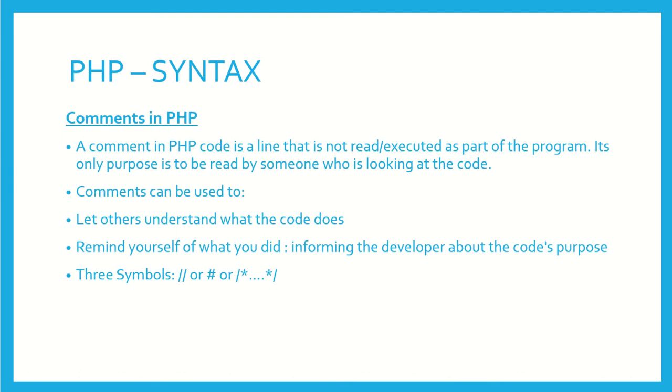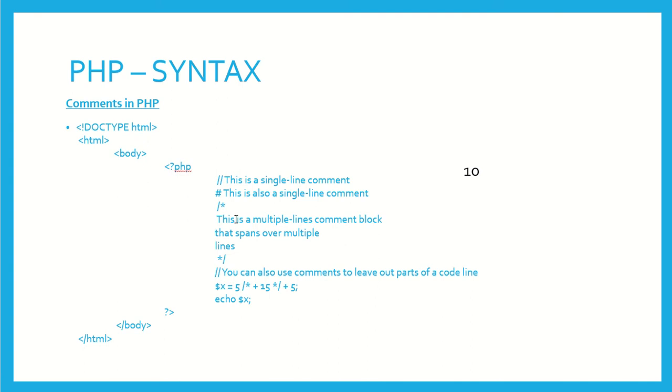I'll show you an example. So this is an example. Here you can see the first line, which follows the PHP code syntax, is a single line comment. The same thing will happen with a hash also. If your comment is spanning multiple lines or multiple statements, in that case you can use a slash asterisk followed by an asterisk slash.